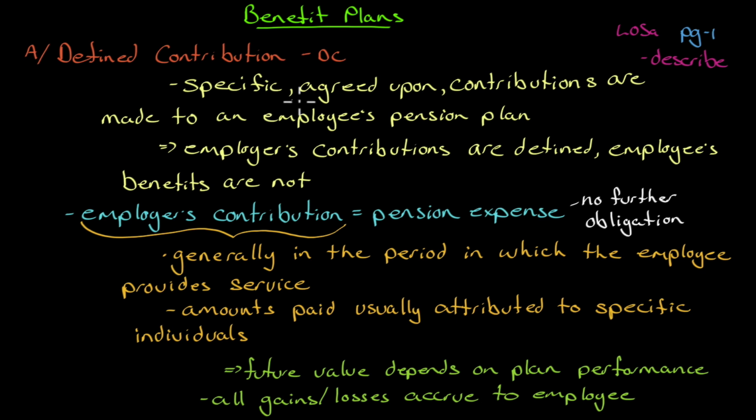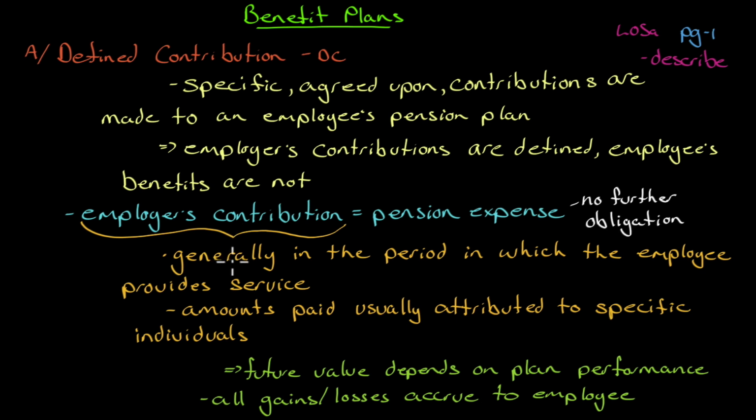It is a specific, agreed upon contribution made to an employee's pension plan. The employer's contributions are defined, the employee's benefits are not. So as far as accounting goes, this is really easy. And as far as analyzing after, if it's defined contribution, we don't have to do a lot of adjustments or look in a lot of places. It's one line item. That's great. The employer's contribution equals the pension expense. No further obligation. Nice and clean.